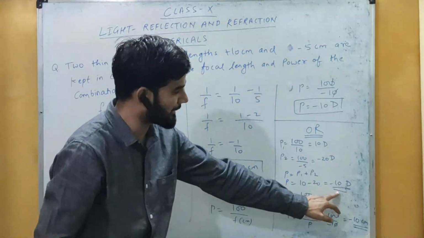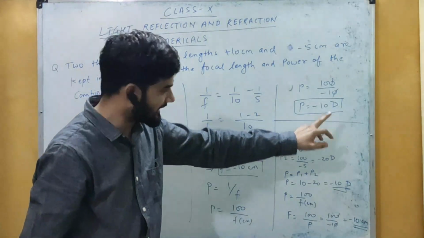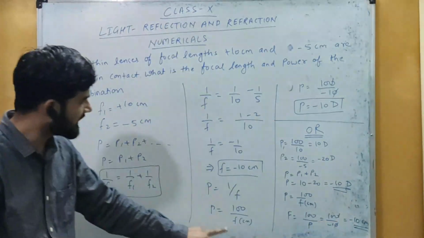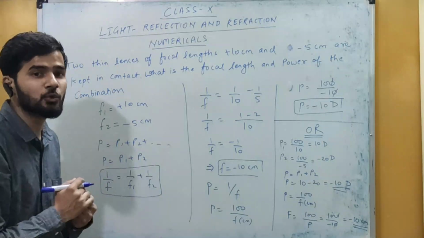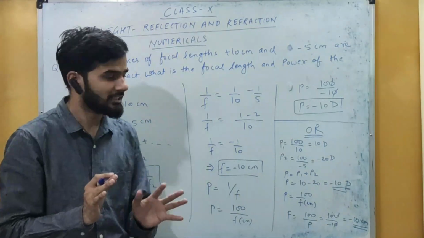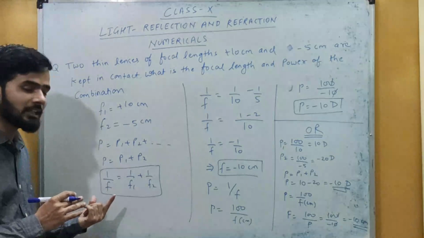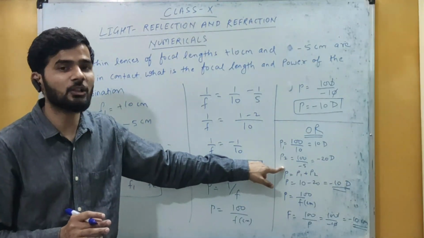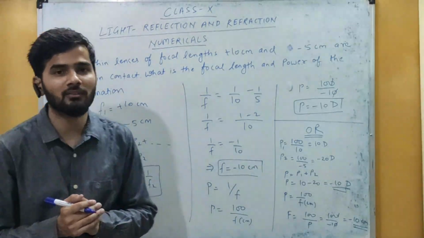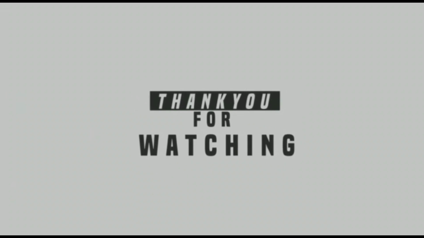So you can see power minus 10. Here also I was getting power minus 10. Here focal length minus 10 centimeter. Here I was also getting it minus 10 centimeter. So you can use either of the two methods. Both are correct. Here in this case, we have calculated first the focal length, but here we have calculated first the power of the resultant combination. So in this way also you can solve this numerical.